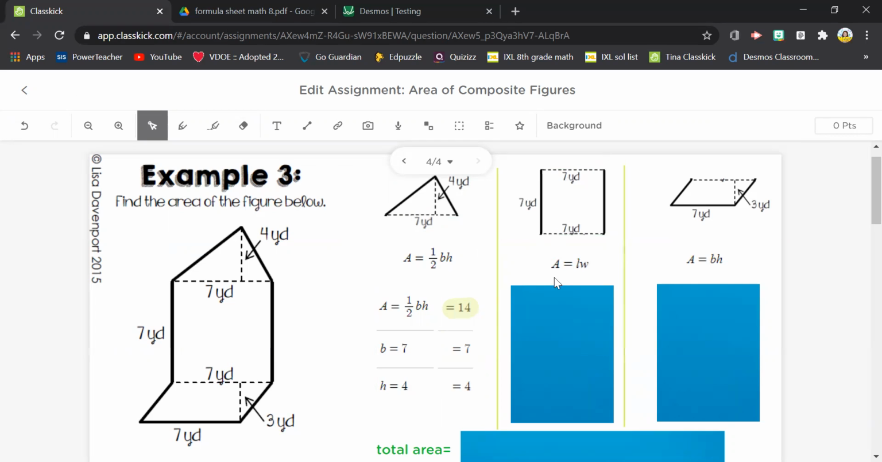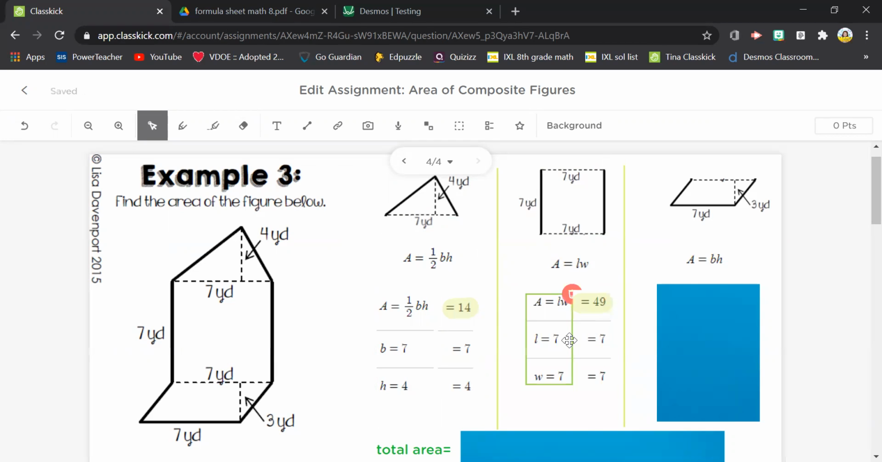Same thing with this one, A equals LW. Now because this is a square, the length and the width are both 7. So it's just 7 and 7, which gives me 49. So I'm just plugging into the calculator and letting the calculator do all of the work for me.